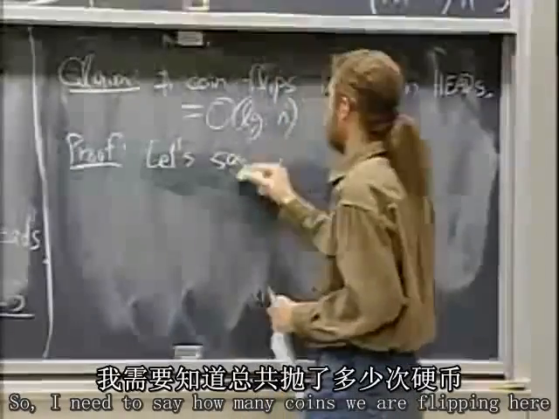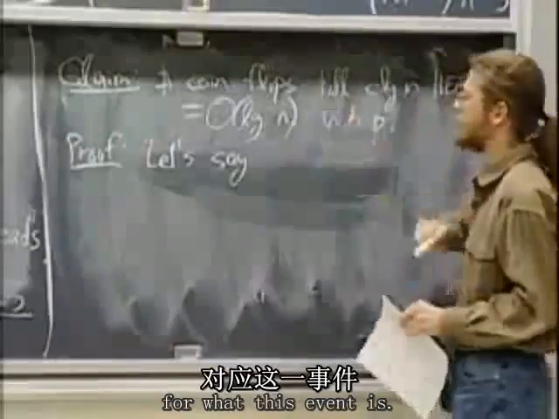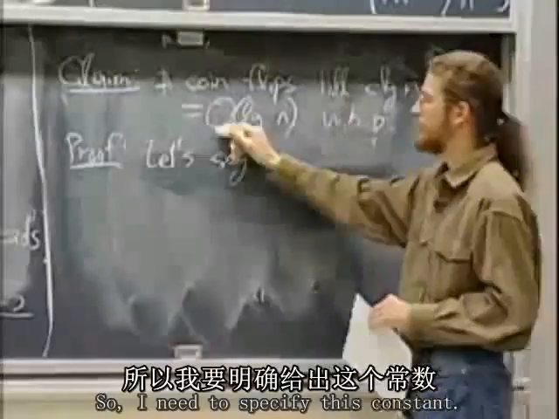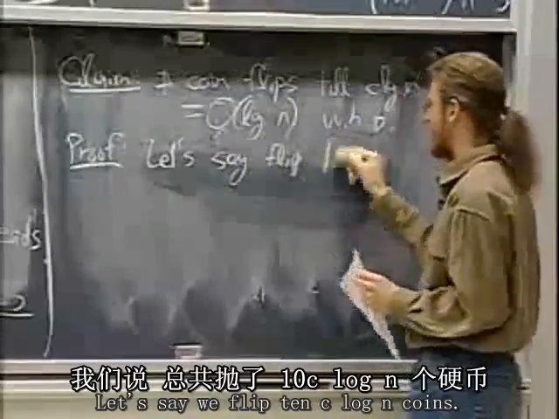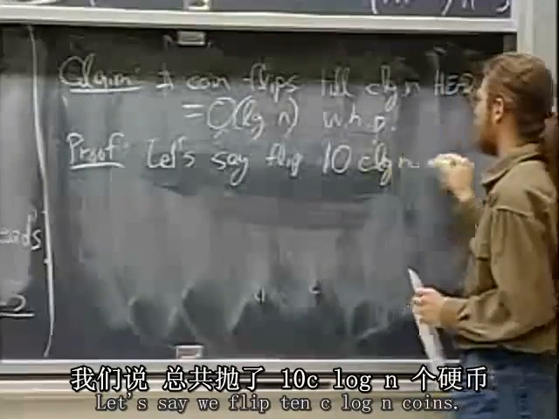So I need to say how many coins we're flipping here for the error, for what this event is. So I need to specify this constant. Let's say we flip 10 C log n coins.